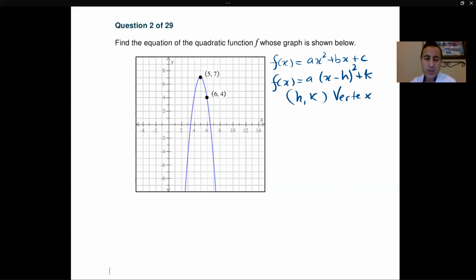Since we know the vertex (h, k), we're going to use this form. We don't know the leading coefficient, but we'll figure it out. So, a(x minus 5) squared plus 7. And we talked about f of x being the y value. Anytime we put (x, y), it's a point on the graph.